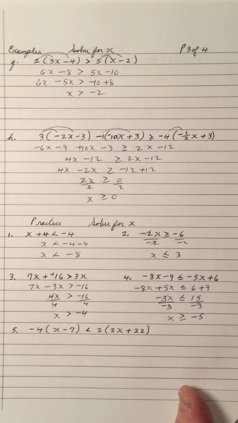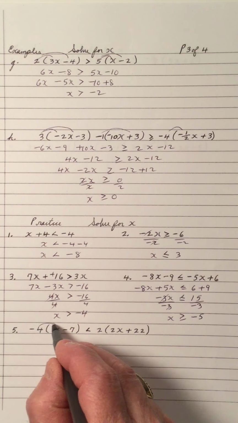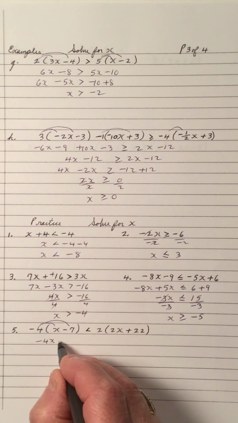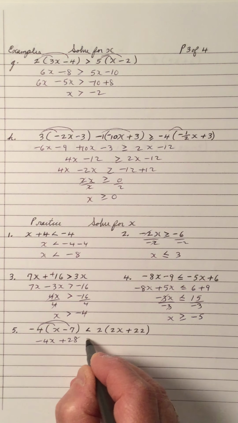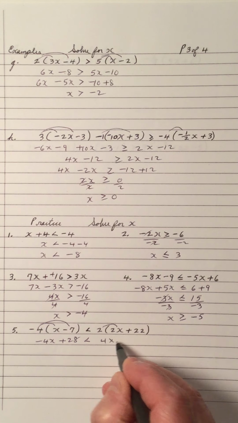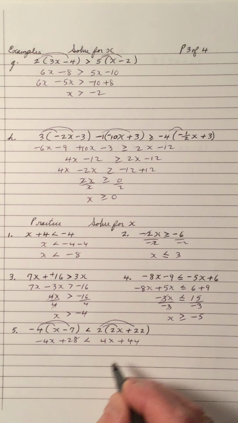Number 5, we have to remove the brackets by distributive property. So negative 4 times x, negative 4x. Negative 4 times negative 7 is a plus 28. And 2 times 2x is 4x. 2 times 22 is 44.